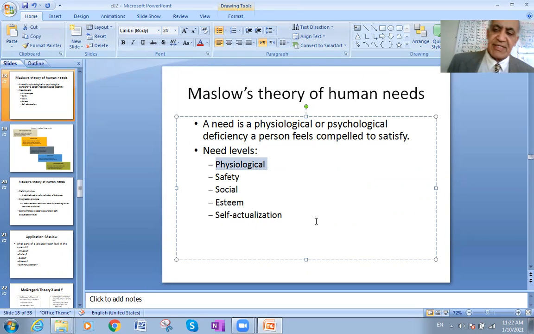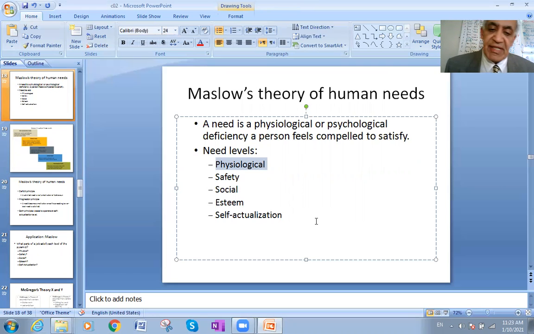Survival needs are, for example, food, shelter, clothing, drinks, getting married or sex. All those we call physiological or survival needs. Without these needs, humans would become extinct exactly like the dinosaurs. They would never be on the planet anymore. So those things are very important for the survival of humankind. We call them the physiological needs.